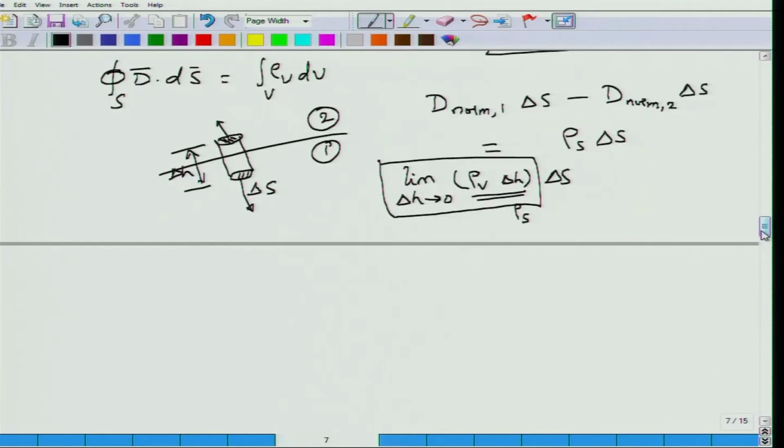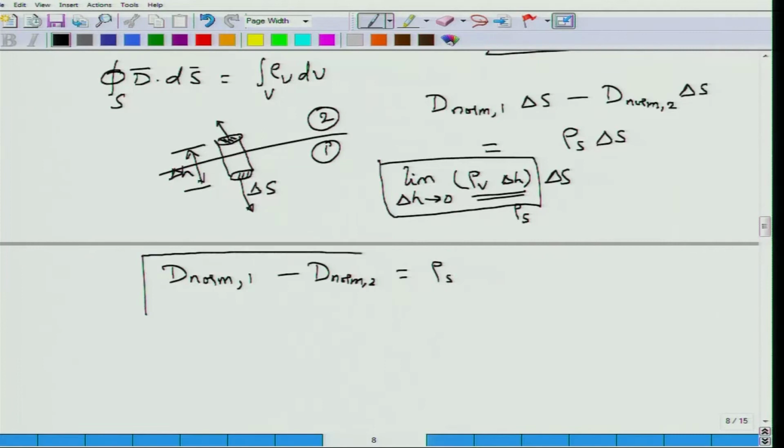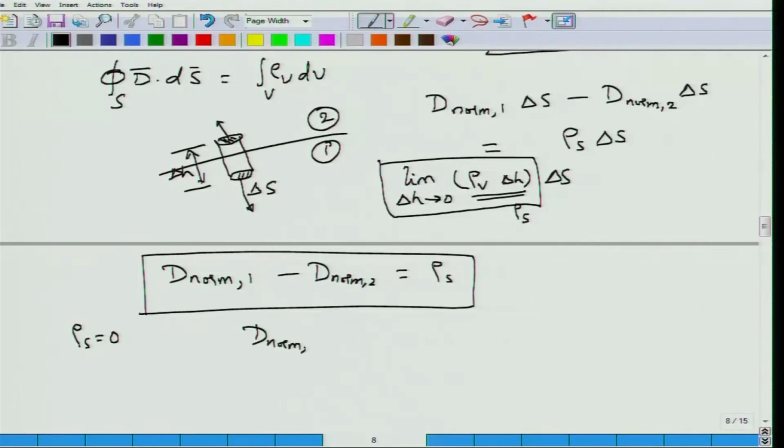We have obtained the relationship between the normal components of the D fields. D normal 1 minus D normal 2 must be equal to the total surface charge that is kept. In cases where rho s is equal to 0, that would happen if you are not placing any charge deliberately and these are perfect dielectrics, then the normal components of the D fields will also be equal.